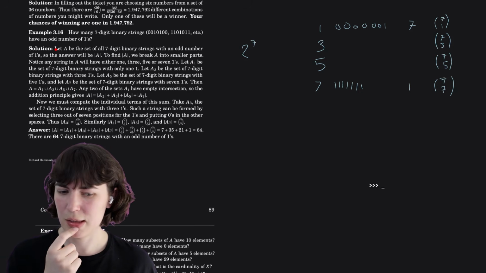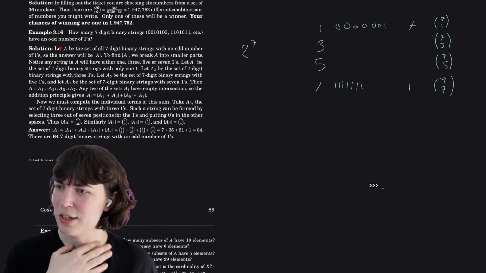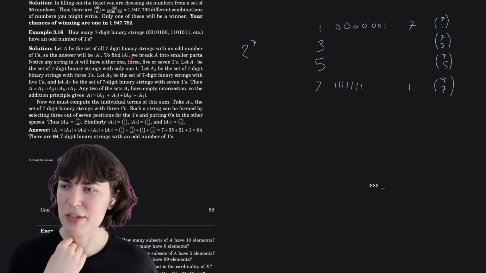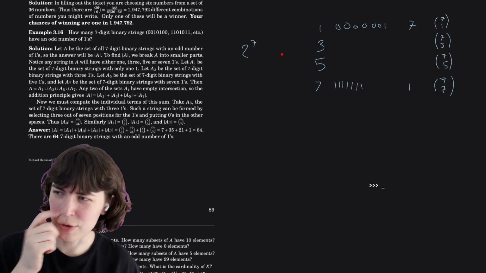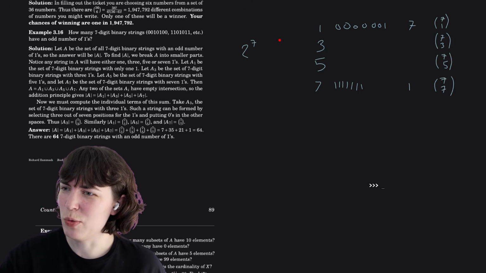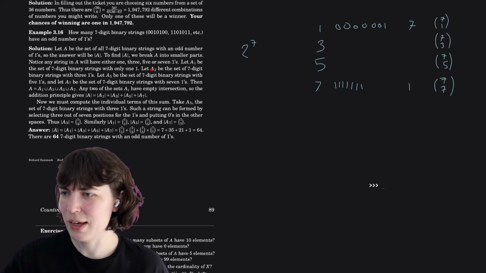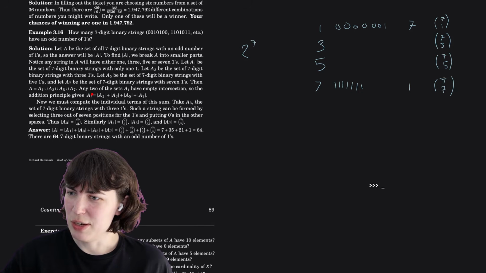Okay. Let A be the set of all 7-digit binary strings with an odd number of ones, so the answer will be the cardinality of A. To find the cardinality of A, we break A into smaller parts. That's the addition principle we saw before, right? Notice any string in A will have either 1, 3, 5, or 7 ones. Let A1 be the set of 7-digit binary strings with only one. Yep, fine. So we're indexing the sets. Yep. And we union them, so we add them. Now we must compute the individual terms of this sum.